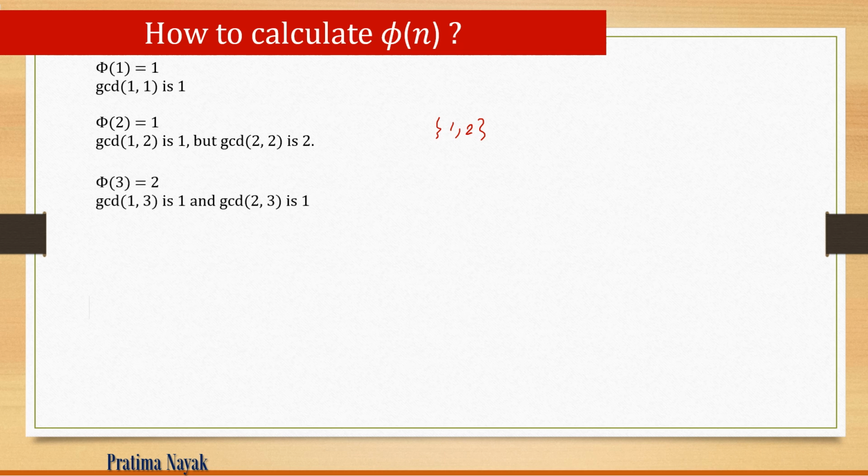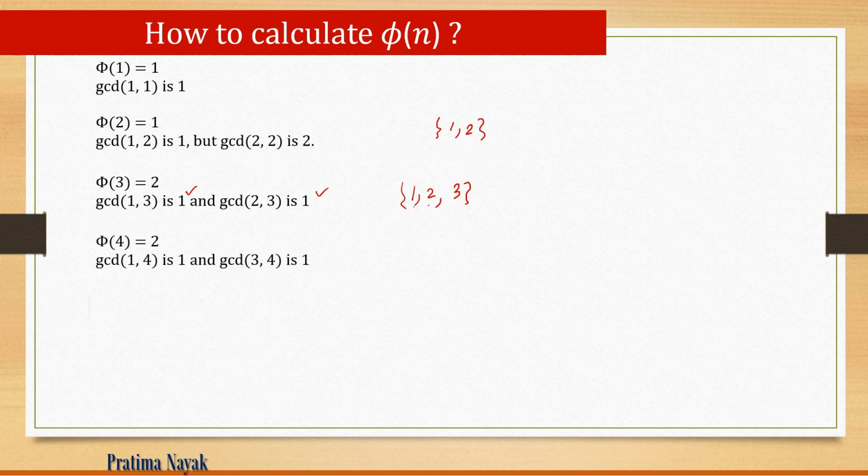Next is phi of 3. For phi of 3 we take 1, 2, 3. So 1 and 3 are co-prime, so that is one. Then 2 and 3 is another one, but for 3 and 3 the GCD is not 1, so it is not considered. So there are two counts, 1 and 2 are counted.